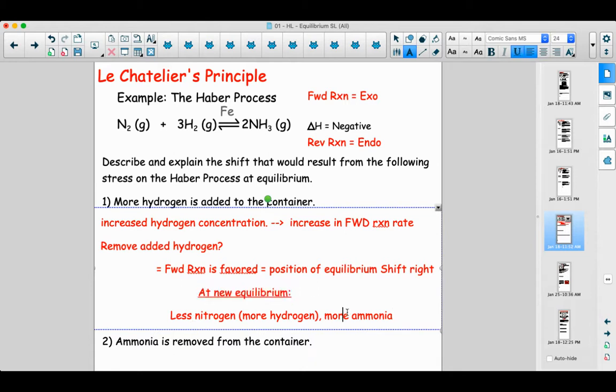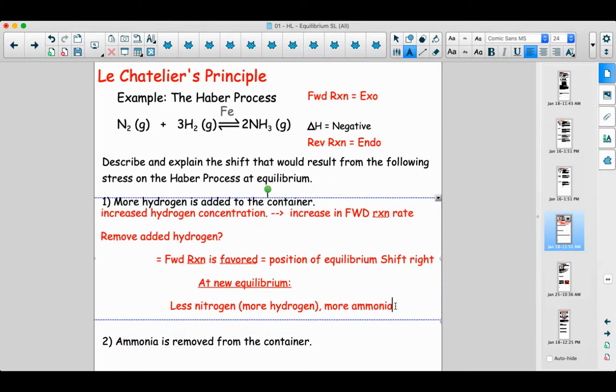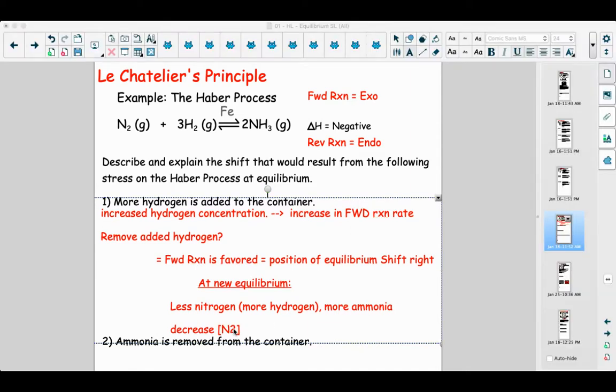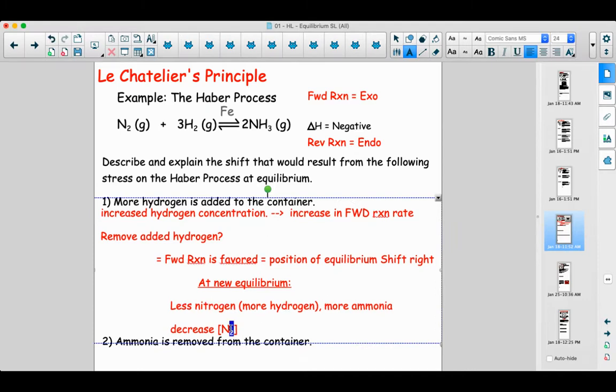So these are the different types of lingo that they will use in these questions. Instead of saying less and more, they might also refer to it in terms of concentration, probably more likely. So the decrease in the concentration of nitrogen, by using these brackets, not parentheses, but brackets. That's how I signal concentration. So I decrease nitrogen and I increase ammonia concentration.